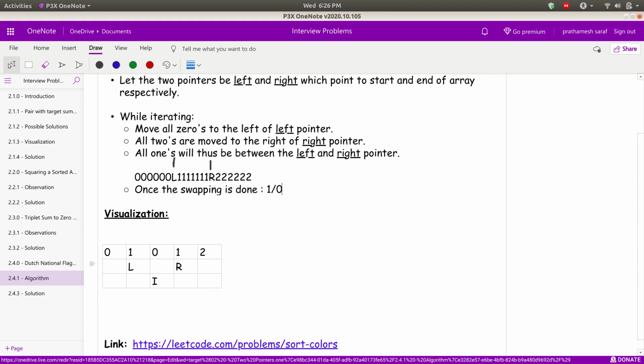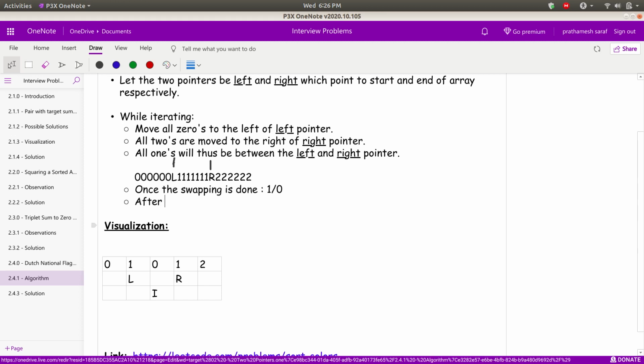Why? Because if I would have swapped and incremented my ith pointer, you will see that my left would be here, and at the same time I would have 0, which is to the left side of L, right? So that would violate my constraint. So after swapping 2, you just remember, don't increment the ith pointer. So once the swapping is done between 0 and 2, I am keeping my I as it is.